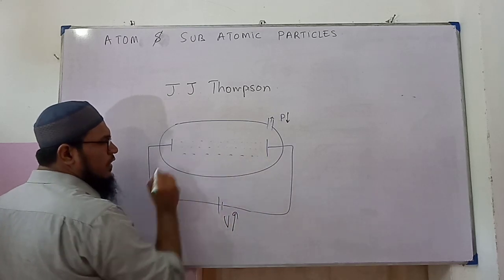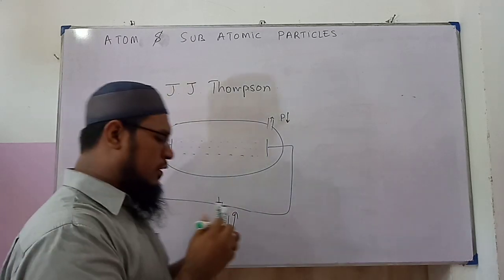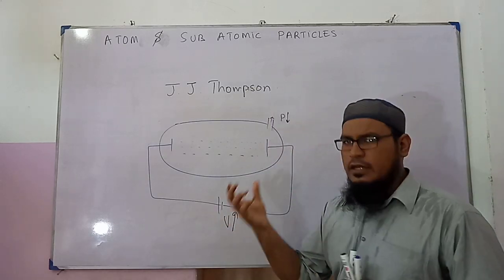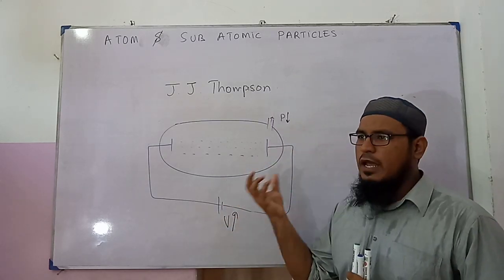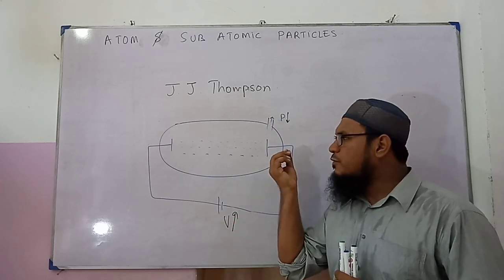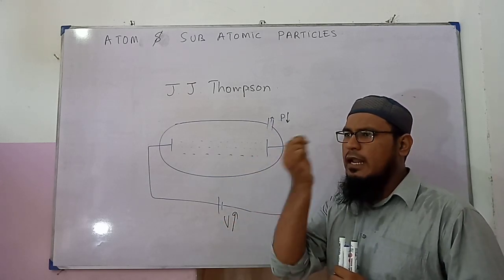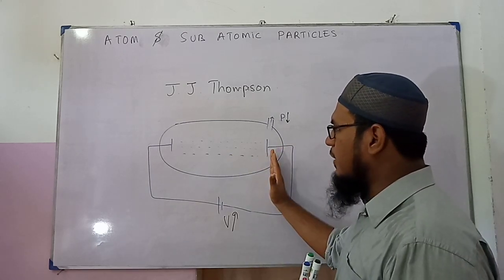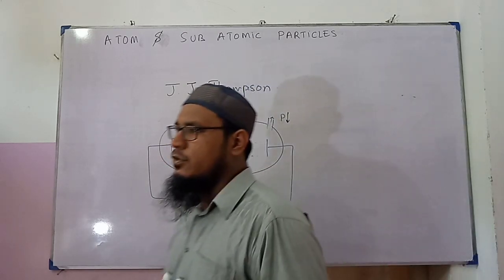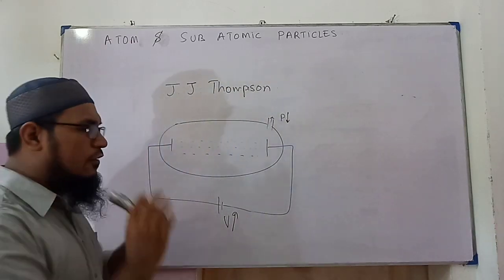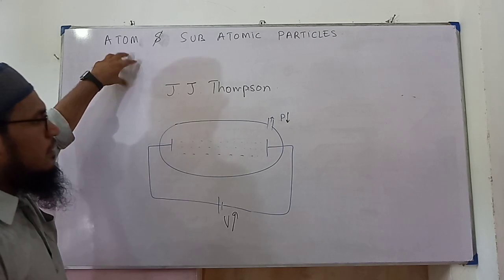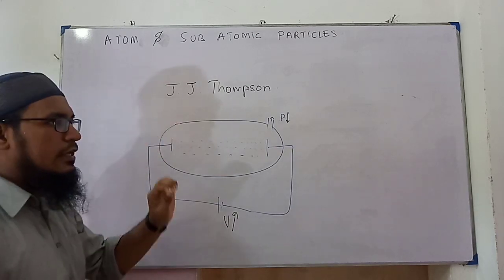In advanced level, you will learn more about this. In O levels, ordinary level, in grade 10 we have a very simple idea about this. This small particle which was like light traveled from this electrode to the other electrode. Then he found out that atoms have tiny other particles.